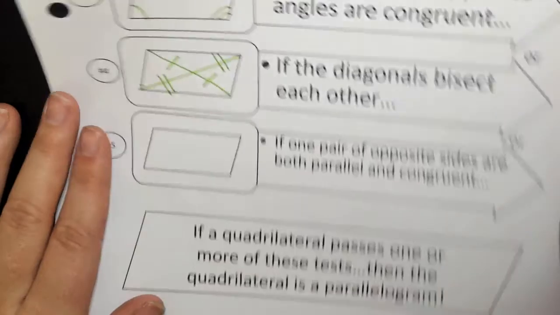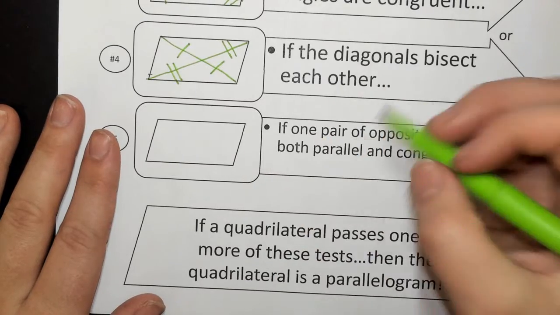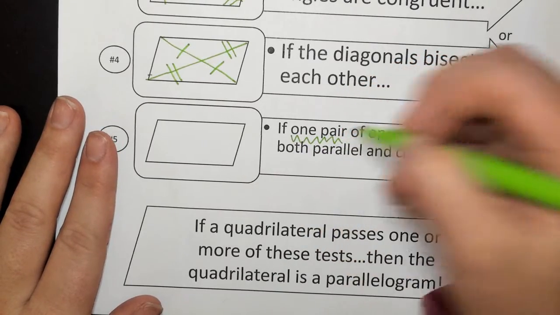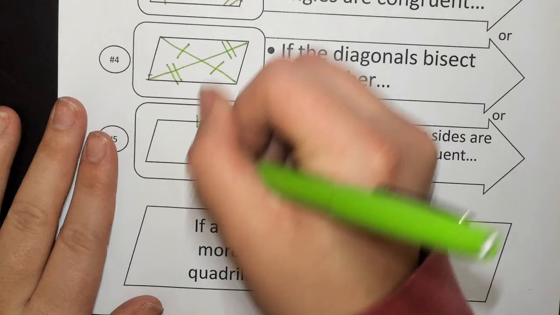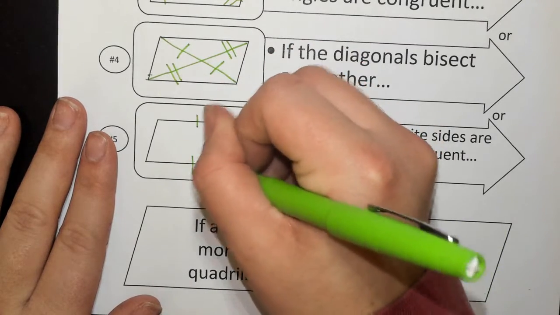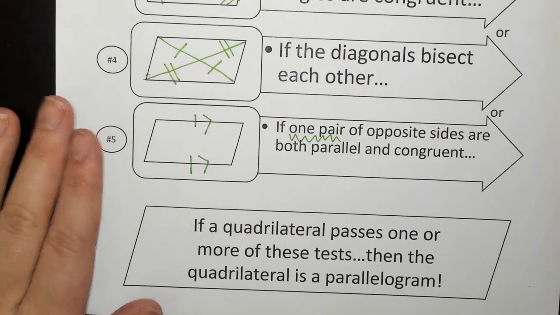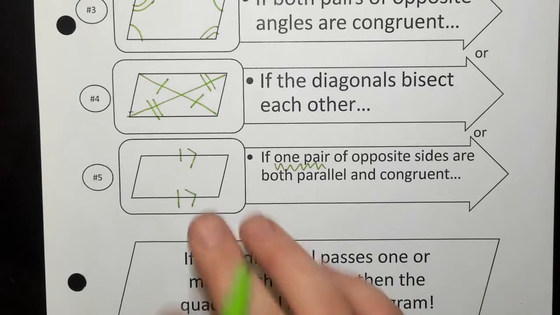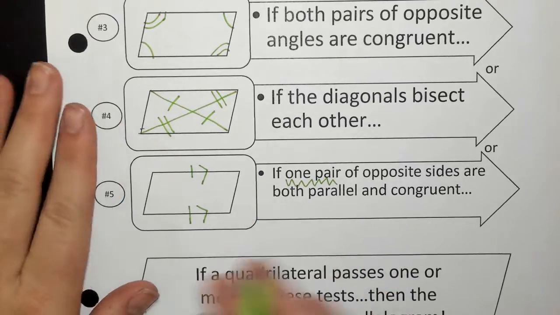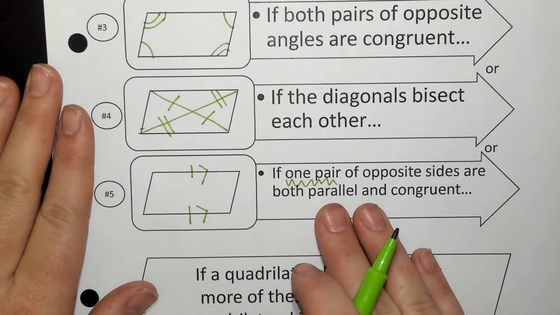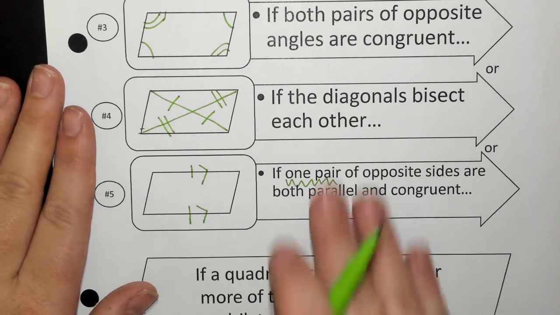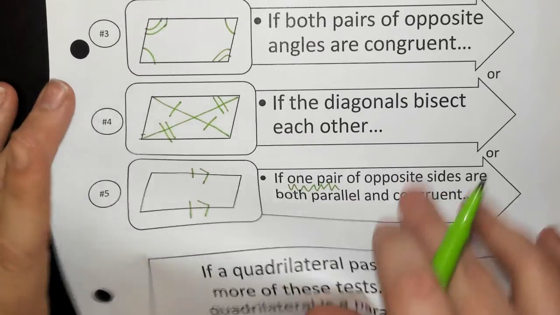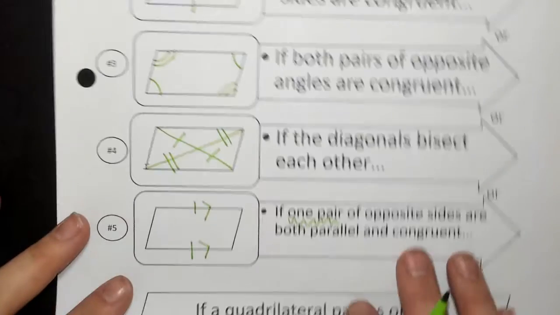Okay, the 5th test is the only one that's a little odd. If only one pair of opposite sides are congruent and parallel, that's enough information to tell that they're parallelograms. What this means is that if it passes a test, you don't have to check all of those properties we just wrote down. So if it passes these, then you can assume all of these properties are in play.